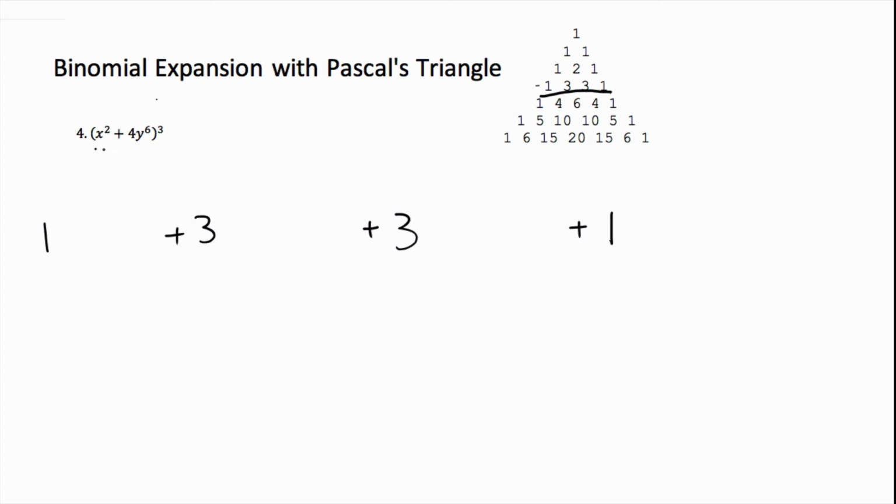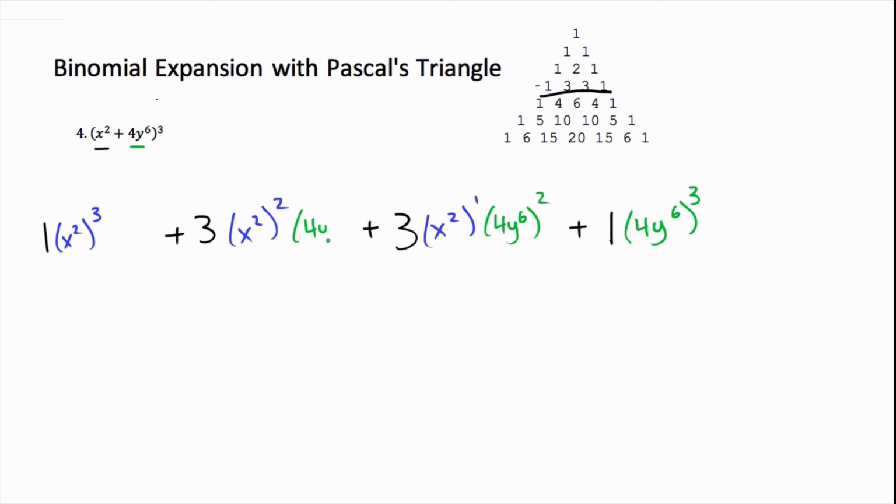Look at our first term, we have x squared. So we'll put x squared to the third power, x squared to the second power, x squared to the first power, and nothing on this last term. Then we'll look at our second term, 4y to the 6th, and we'll start on the right side. We'll put 4y to the 6th to the third power, 4y to the 6th to the second power, 4y to the 6th, and nothing on the first term.